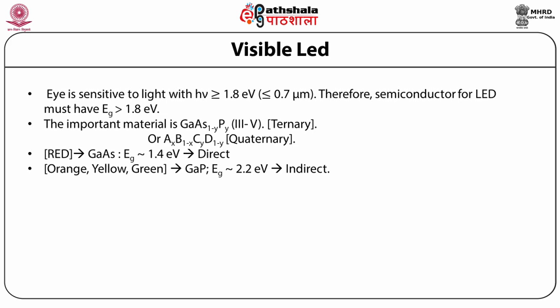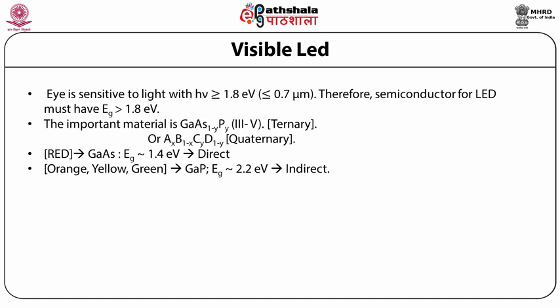The eye is sensitive to light with h nu greater than or equal to 1.8 electron volt. Therefore, the semiconductor for an LED must have Eg greater than 1.8 electron volt. So the important materials are the ternary gallium arsenide 1 minus y phosphide y, or the quaternary AxB1 minus x CyD1 minus y. Red is gallium arsenide, having Eg 1.4 electron volt, direct band gap. Orange, yellow and green use gallium phosphide, Eg approximately 2.2 electron volt, indirect.